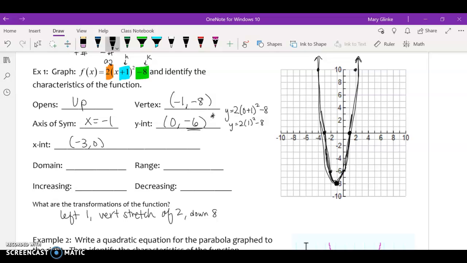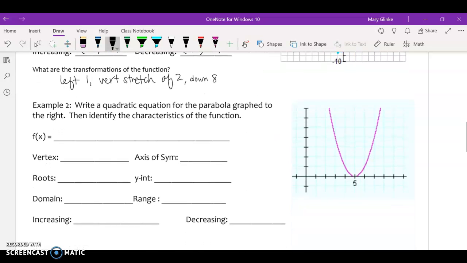Your x-intercepts are -3, 0, and 1, 0. Domain is always negative to positive infinity for quadratics. My range is always going to deal with my k value. So it's either that to positive infinity if it opens up, or negative infinity to that if it opens down. So increasing is going to be the right half of my graph here. So for increasing, I'm going to start when x is -1 and go to the right. Decreasing is my left half of the graph here. So it's going to start at negative infinity and end when x is -1.